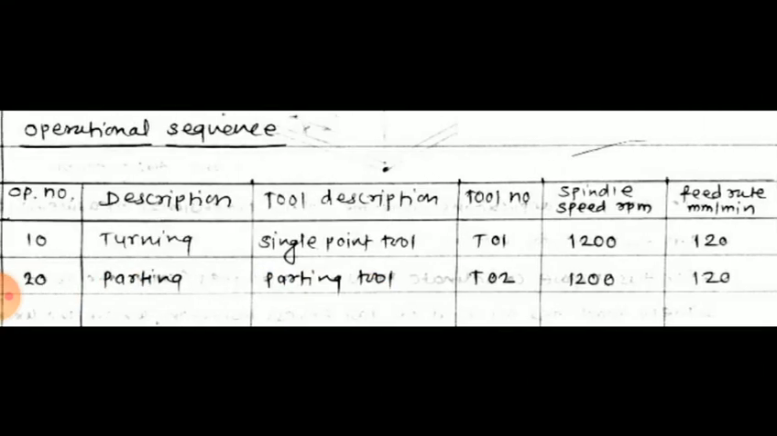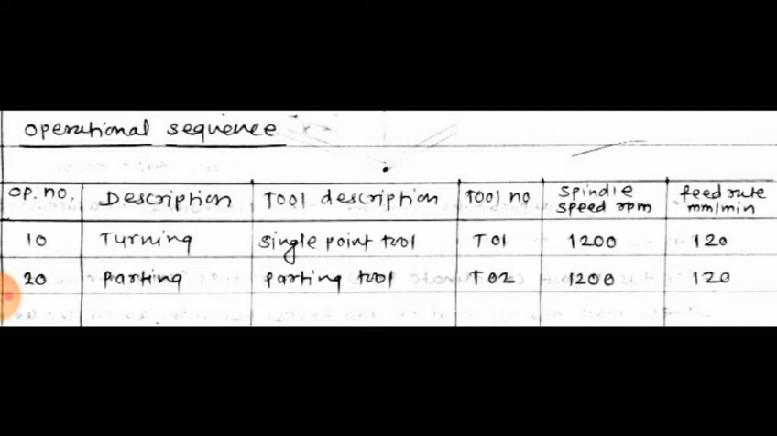Now first of all, you have to write down operational sequence. So operation number 1, that is a turning operation. The tool description, it is a single point tool is required. Tool number, it is T01. And spindle speed, if it is not given in a problem, then you have to assume that. So we have assumed 1200 rpm, that is a spindle speed for turning operation, and feed rate for that turning operation, it is 120 mm per minute.